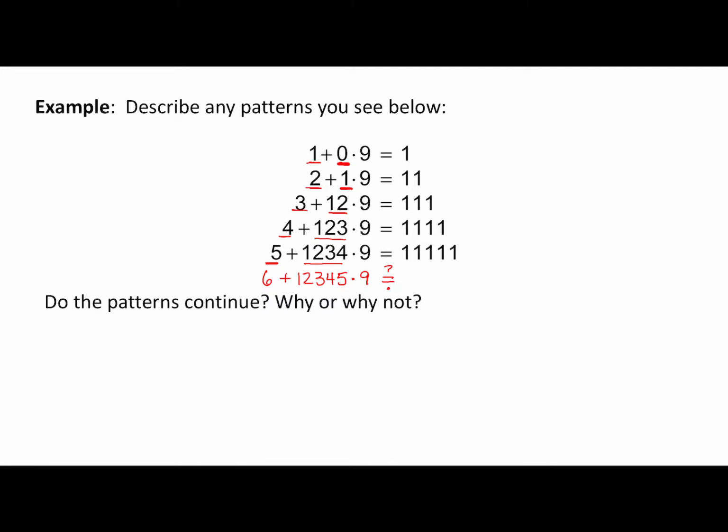And what we would expect if the pattern continued, on the right-hand side, the answer is always a bunch of 1s, right? And the number of 1s corresponds to this digit here, right? So 1 plus 0 times 9, I have 1 one. 2 plus 1 times 9, I have 2 1s, and so on. So I would expect this to be 6 1s here. All right, and so the question is, is this a pattern that continues or not? So what do you think?